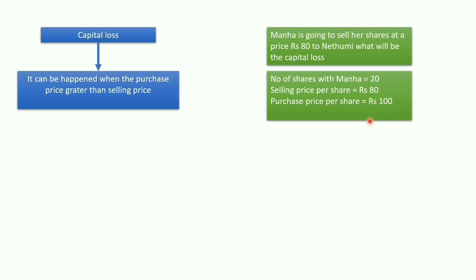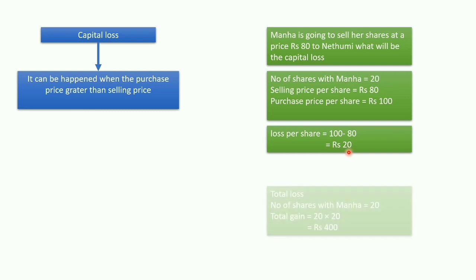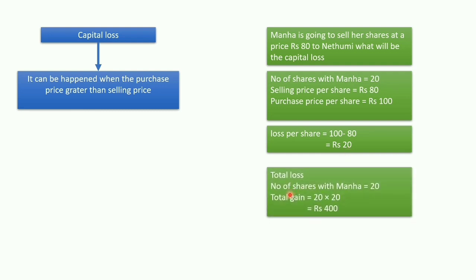Already you know that. Now what is the loss? That time Manha lost some value. Per share she lost 20 rupees. Now here the total loss is 20 into 20, because she already has 20 shares. Manha has 20 parts. I told you it is better to think with the parts, it will be easy.